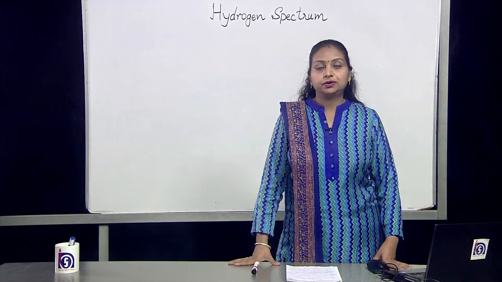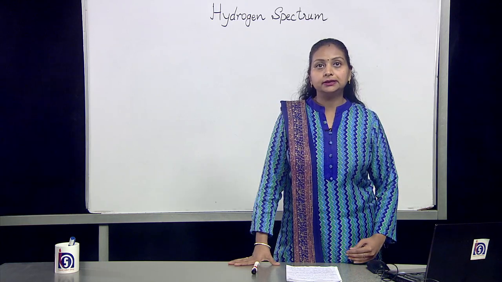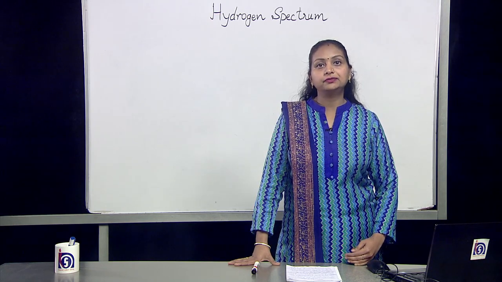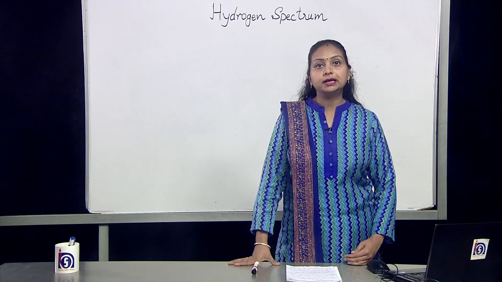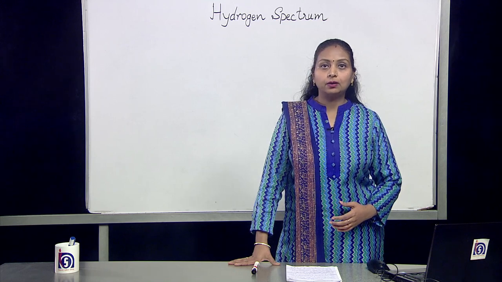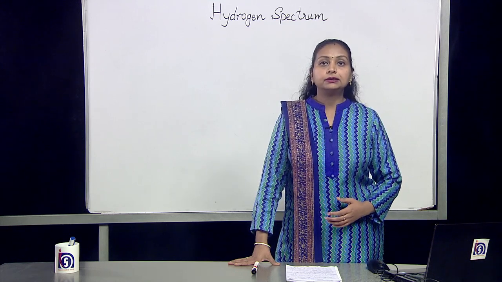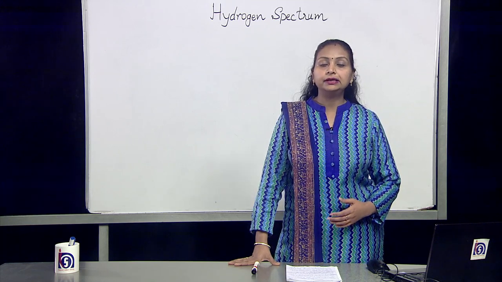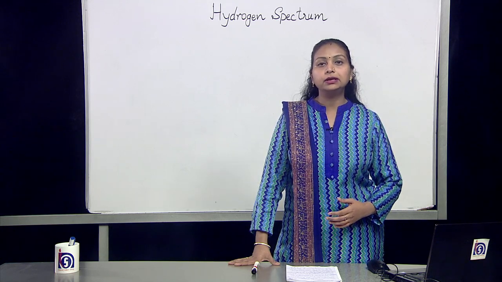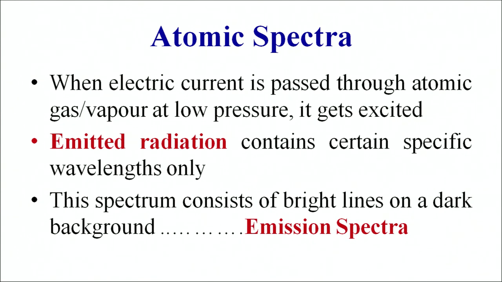So, what is atomic spectra? Now, as you can see here, the word atomic means that we will prefer to use a gas or a vapor at a very low pressure. In order to excite the atomic gas or the vapor, electric current is passed through it. The excited atoms, due to spontaneous emission, will radiate certain energy. It was observed that in the emitted radiation, only specific wavelengths were obtained. This spectrum consists of bright lines on a dark background, and this type of spectra is known as emission spectra.